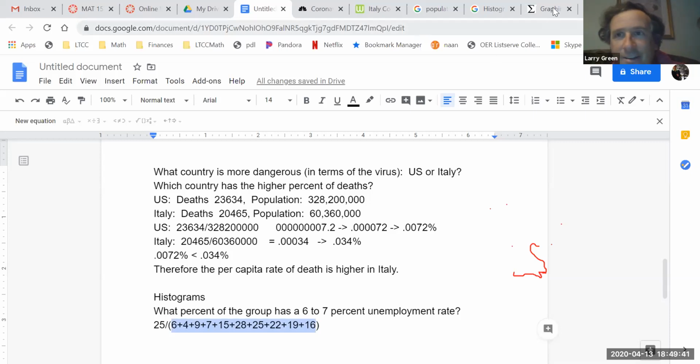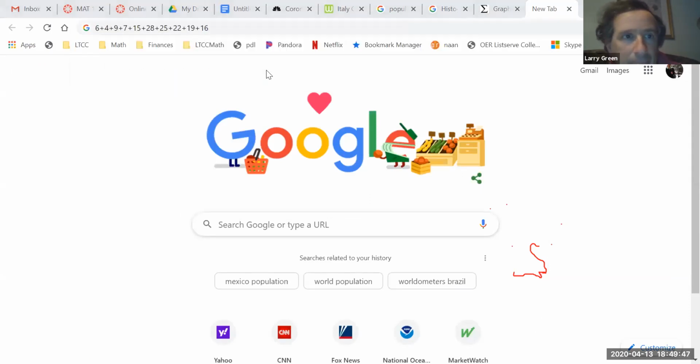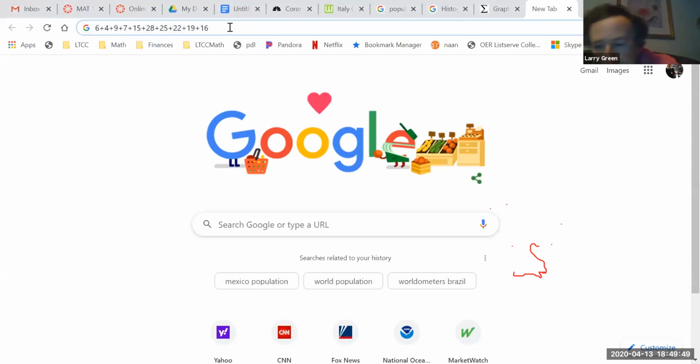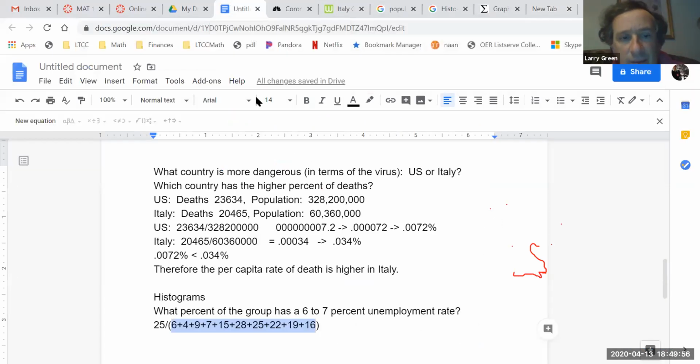So what you can do though is I'm just going to copy and paste it right into Google. And it's 151, the denominator. Is that clear? So that's equal to 25 divided by 151. Any questions so far?